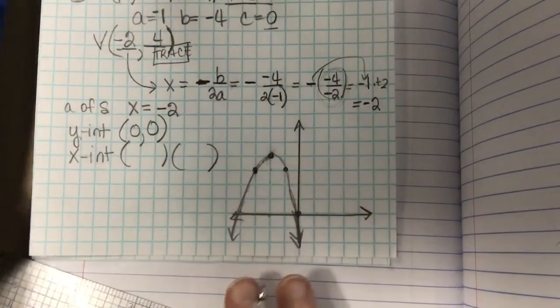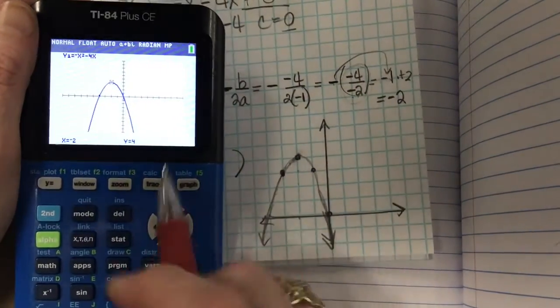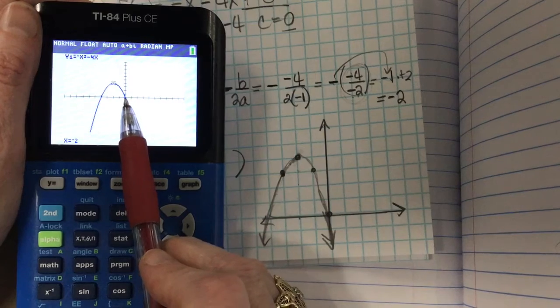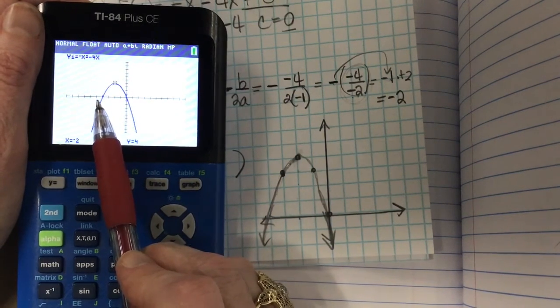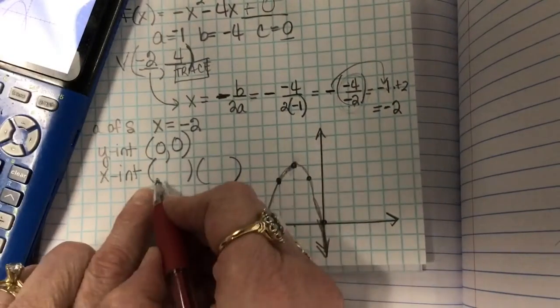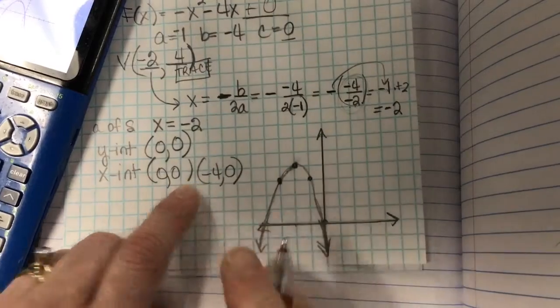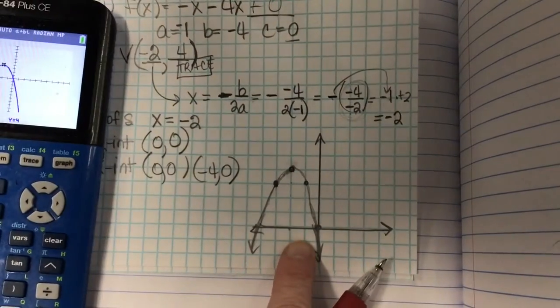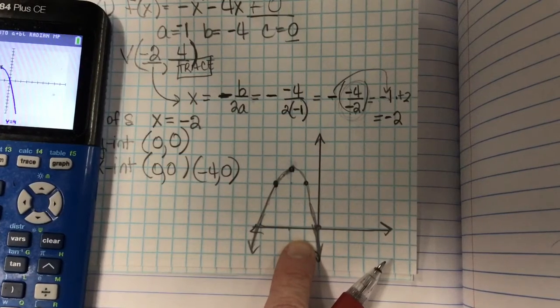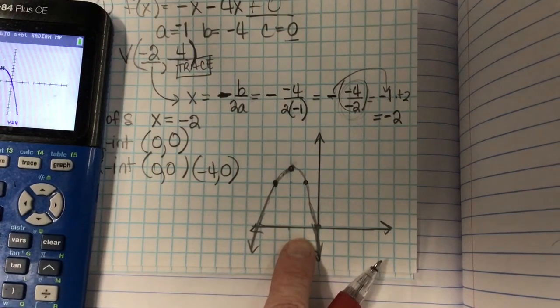Now, Allie said, and you can do this, I want you to look at it. She said, can we just look at the graph and know it crosses at 0, 0 and at -1, 2, 3, 4, 0. And that is absolutely true. Your x-intercepts are 0, 0 and -4, 0. But I want you to be able to, if you can't tell what they are, if they're fractions, then you have to do something else more specific.